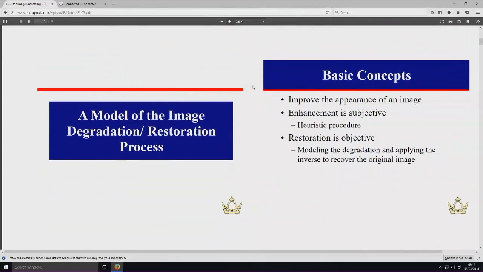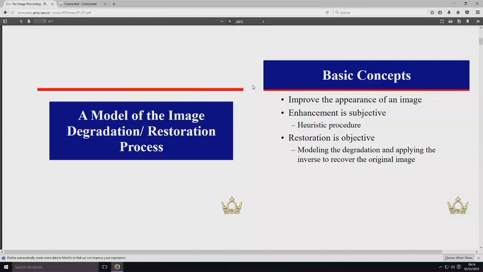Okay, so for image processing, we know we can have image enhancement. Enhancement just makes the image better, and it's very dependent on applications. Image enhancement is very subjective because different applications may need different enhancement methods and results. So you just need to try.